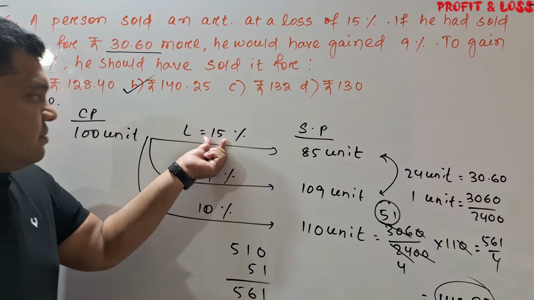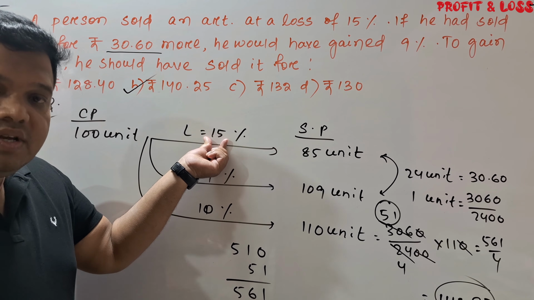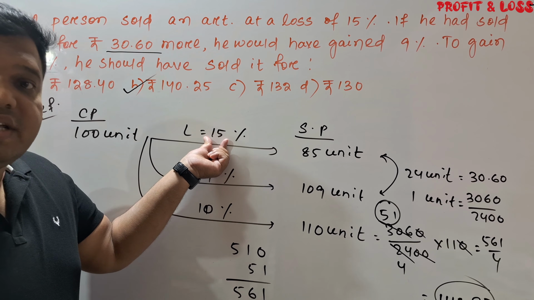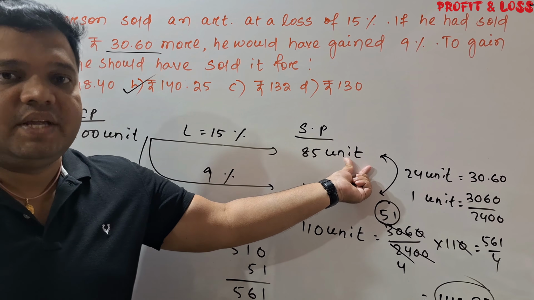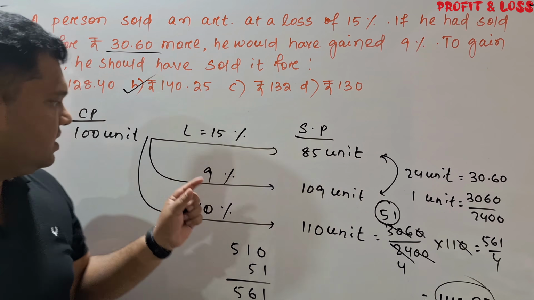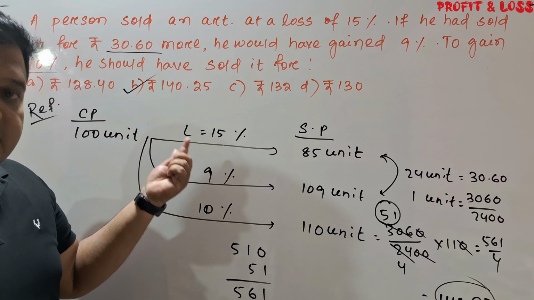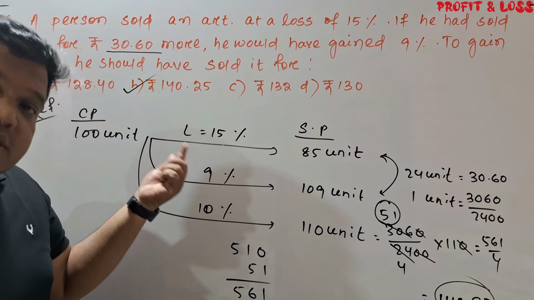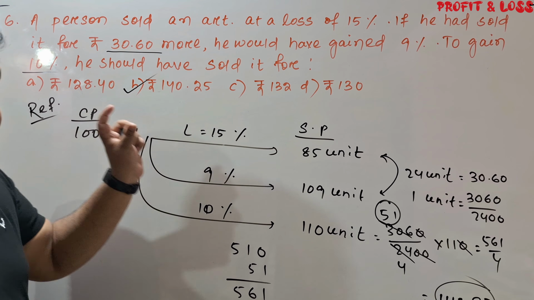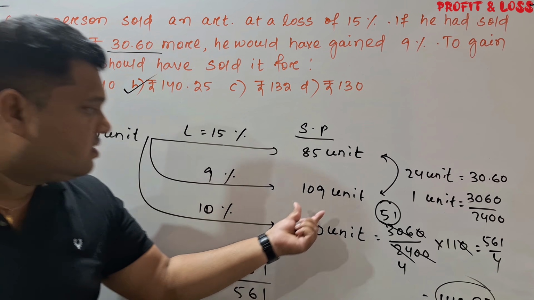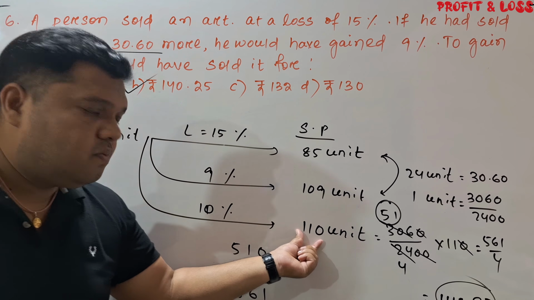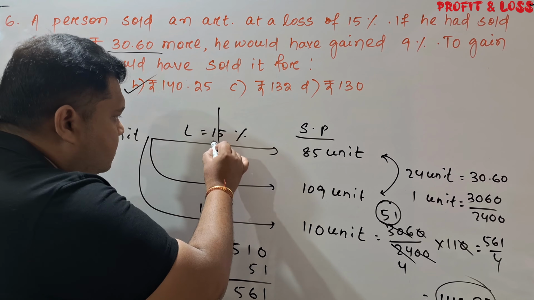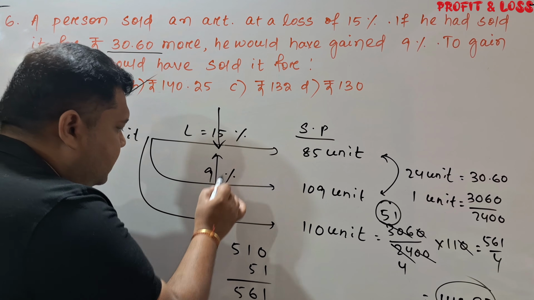Remember, 15% loss means what? Decrease. Reference is 100. 15% decrease means overall is 85%. So you write 85 units. Then selling price is 85 units. Similarly, 9% profit. Gain means profit. So 9% profit means 109%. 100 or 109% is 109. So here I will write 109 units. Similarly, 10% profit means 110. The reference: loss means a decrease, profit means increase.